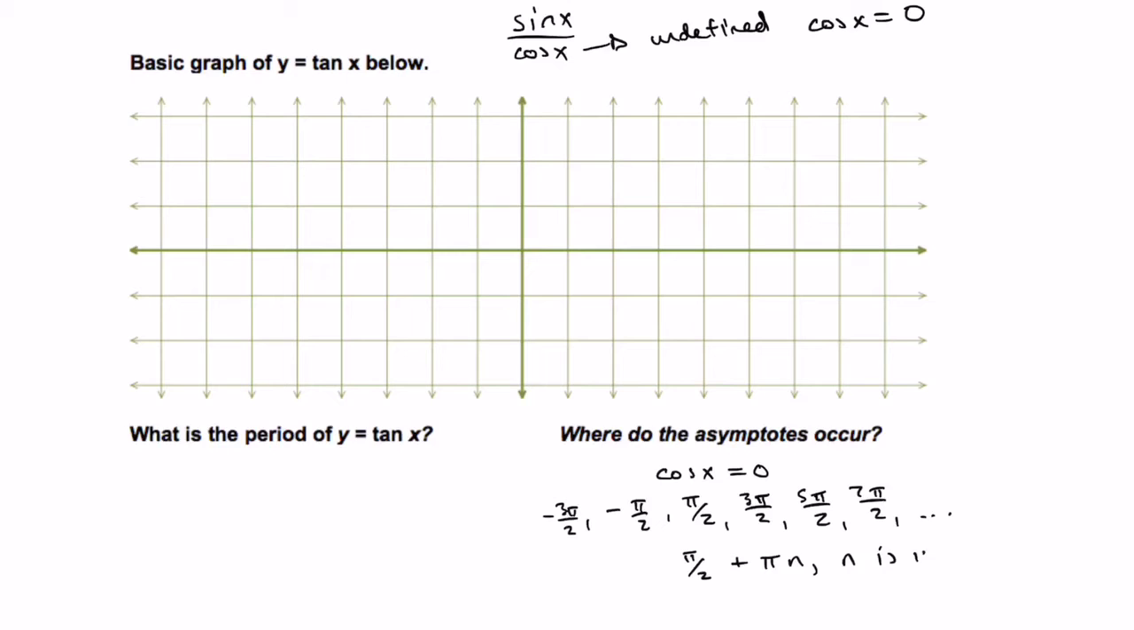If you recognize that all these values are pi apart, then really it's just pi over 2 plus pi times n, where n is an integer. So it's basically any multiple of pi added on to pi over 2 gives us another asymptote.